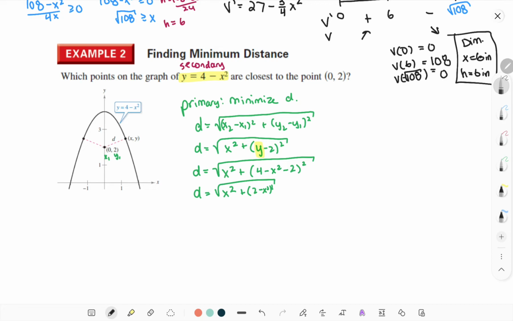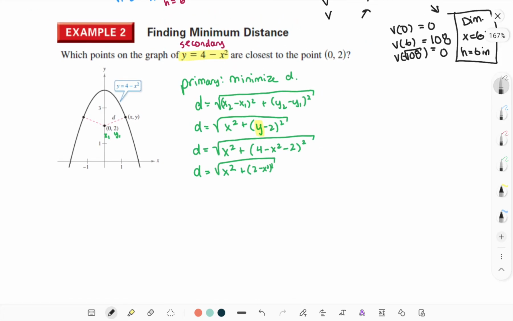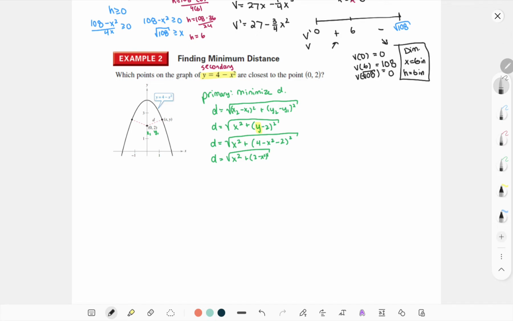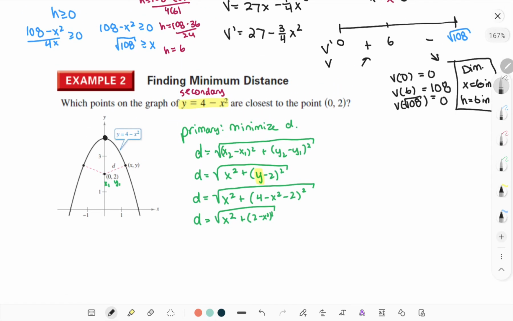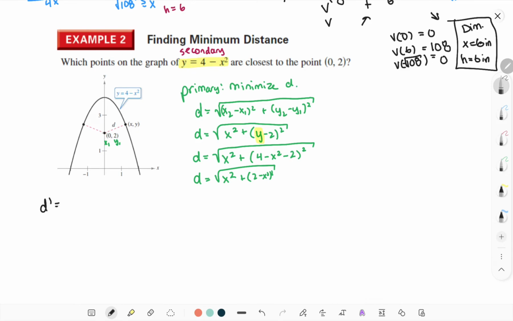So let's take the derivative. Let's look for those local maxes or mins. Again, I'm not talking about the max or min of my single equation. I'm talking about the max or min of this length value. So D prime looks like, well, I'm going to rewrite this as a power to make my life a little bit easier: x squared plus 2 minus x squared squared, all that to the power of 1/2. I'm going to leave it in this factored form just so the chain rule helps me out, and I'm not distributing a binomial and wasting my time.